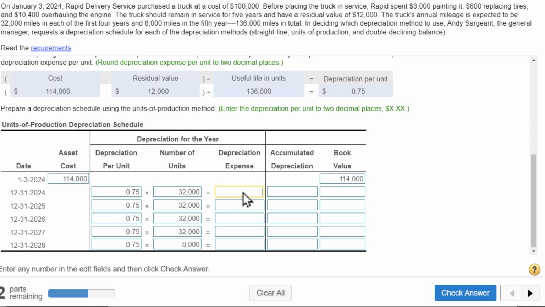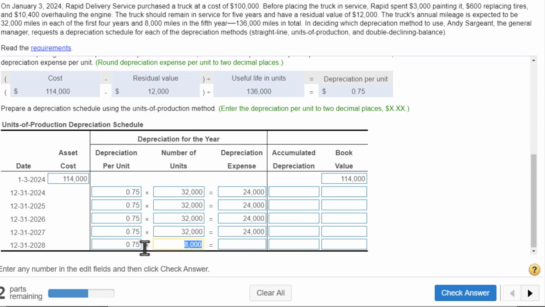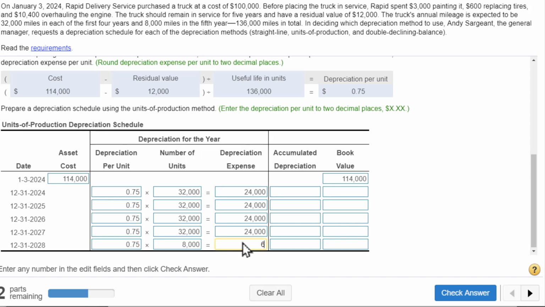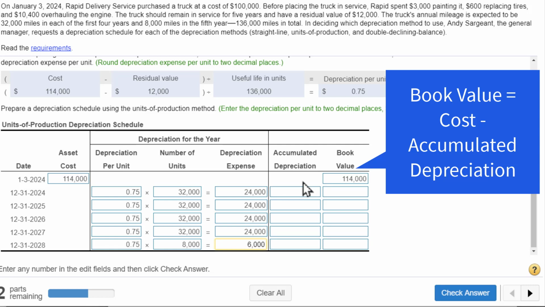So the depreciation expense for the year is just the number of miles times the cents depreciation per mile. So 32,000 times 0.75 is 24,000. Let me put the comma in there just so it's easier to read. So that's going to be the same in the first 4 years. And then last year, it's 8,000 times 0.75. What is that? That's 6,000. So on this homework problem, if you want to set up Excel and use Excel for this, go ahead, because that's what they do in the real world.